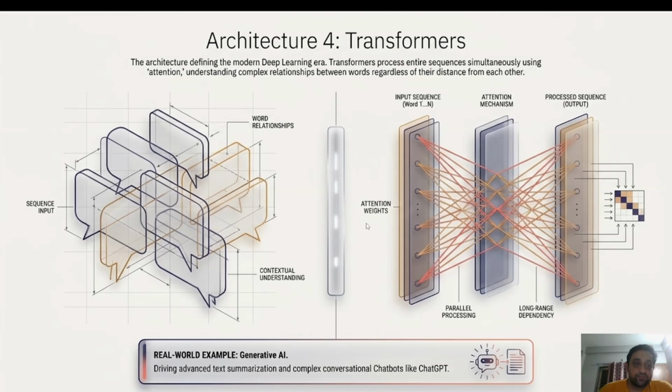Look at the diagram. Each processing unit feeds its output into the next unit. Time flows from left to right, and the hidden state carries context across the entire sequence. Here, the real world example is Google Translate.